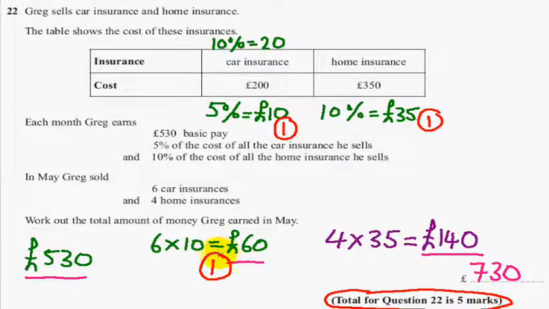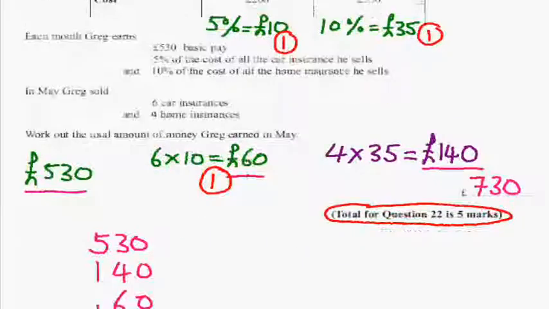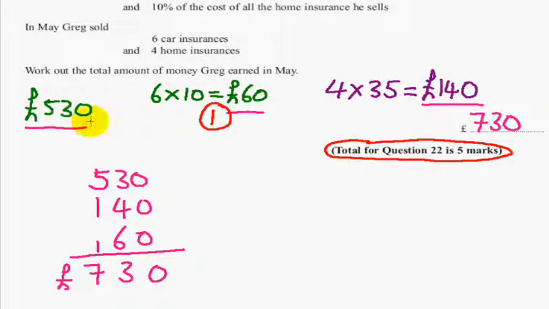You could have also got the 3rd mark if you worked out how much he got for selling 4 home insurances here. The 4th mark is for adding up 530, 60 and 140. Of course they needed to be correct. And the 5th and final mark comes from the final answer of 730. And that's it for question 22.